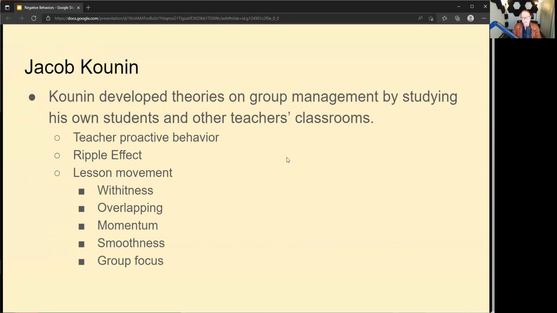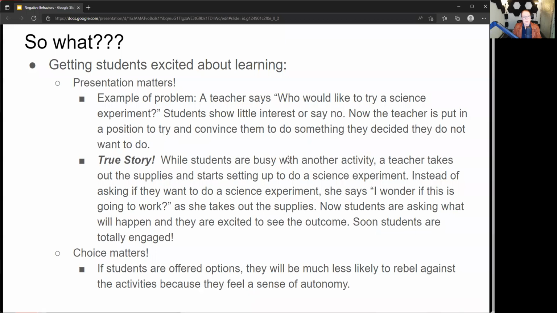Additionally, if you use sort of an inquiry or student curiosity as the focus, then you're more likely to keep that group focus of everyone involved. So what? Okay, so what is the practical side of this? We heard those two theories, and they are very practical focus theories anyways. But I think we need to think about, how do we get students excited about learning? So here's an example of a problem.